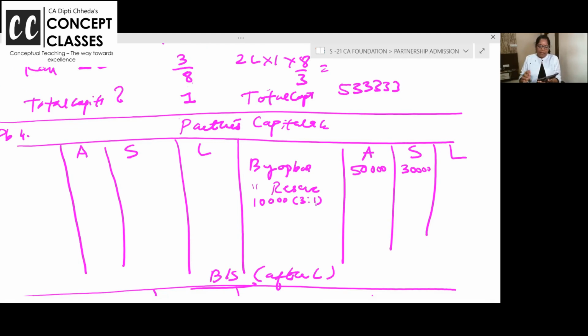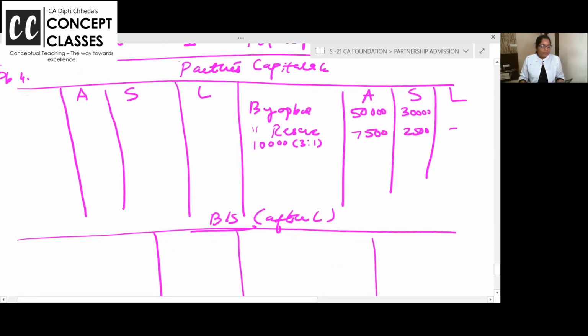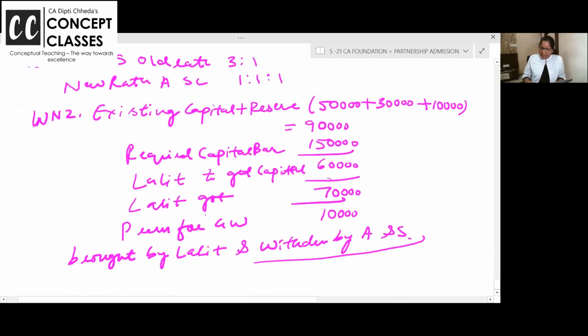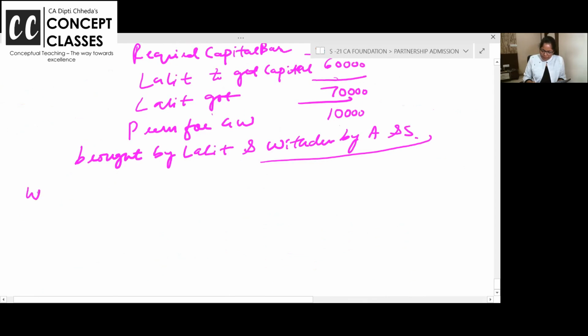$10,000 into 3/4. 7,500, 2,500 and nil. Give that. Now, bring Lalit's capital. Bank account debit 60,000, just as capital. For the premium for goodwill we will prepare working note 3.